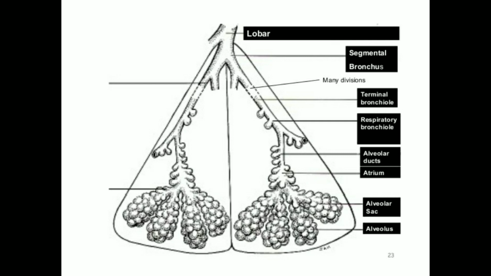So here you can see this is the lobar bronchus and this is the segmental bronchus. This is the respiratory part you are looking at. They are all the alveoli, where the gaseous exchange takes place.